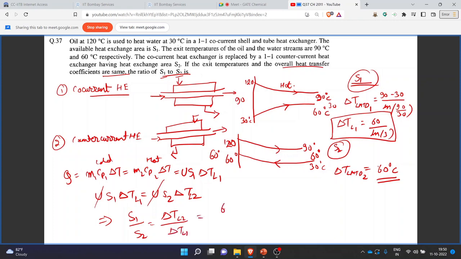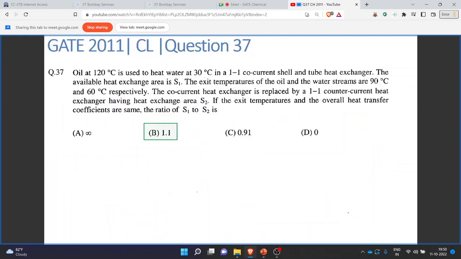So basically it will become 60 upon ln of 3, and the value of natural log of 3 is somewhere around 1.1. So from the given options we can select the correct answer as 1.1. That is, if we are changing the scheme from co-current to counter current, then the ratio of their heat transfer area will be 1.1.